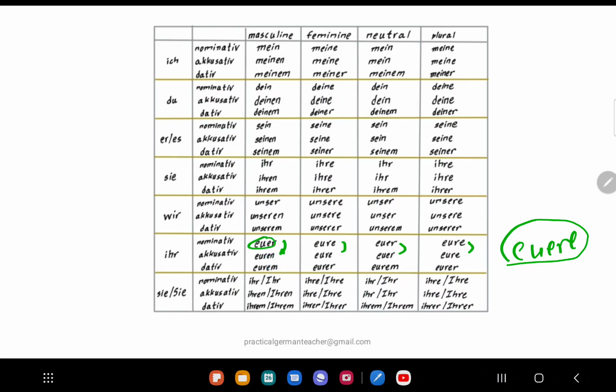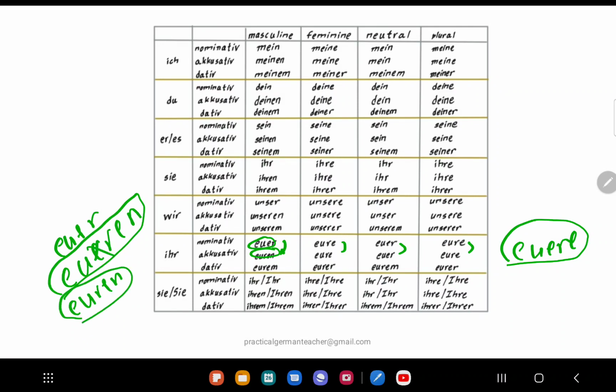Also check when you go from here to here, so it is euer. To make it sound like n, you will write it like this, but then you have to remove this e, so it will be euren. Just remember this, it's a very small thing to remember, so I hope you can follow.